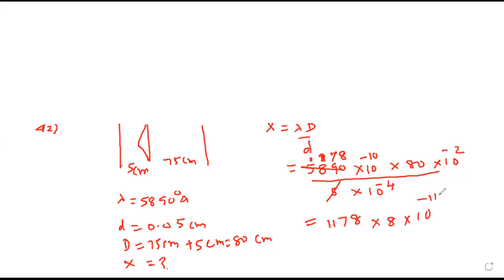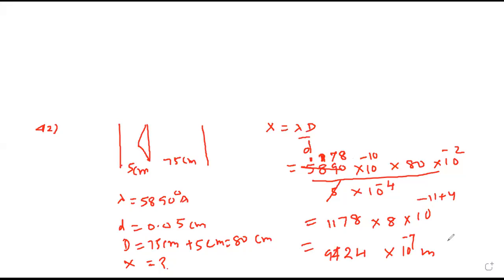Into 8 into 10 raised to minus 12. That is minus 11 plus 4. 8 into 8, 64. Carry 6. 8 into 7, 56, and 6, 62. Carry 6. 8 into 1 is 8. 8 and 6, 14. Carry 1. So 9424 into 10 raised to minus 7 in meter.